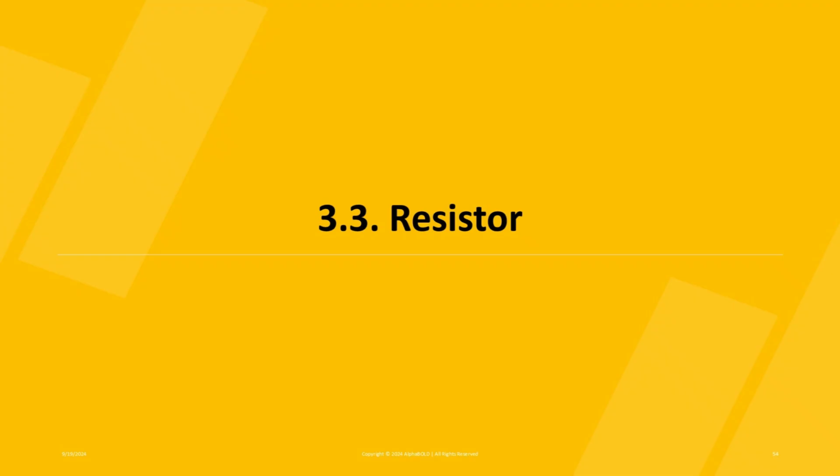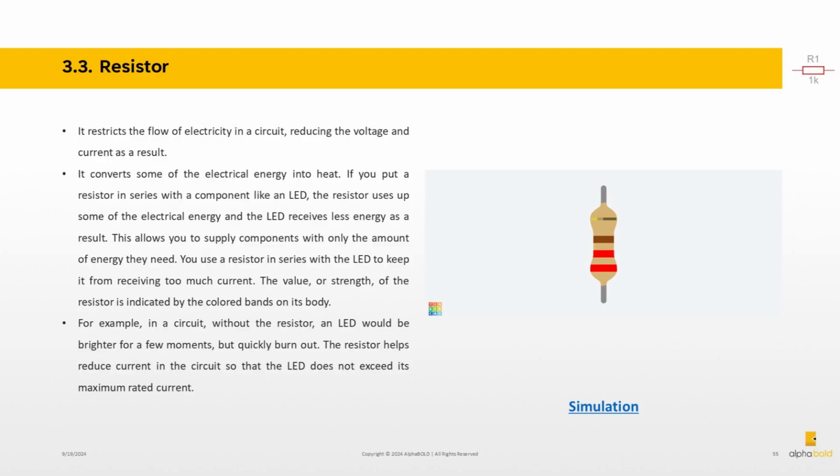Resistor. It restricts the flow of electricity in a circuit, reducing the voltage and current as a result. It converts some of the electrical energy into heat. If you put a resistor in series with a component like an LED, the resistor uses up some of the electrical energy and the LED receives less energy as a result. This allows you to supply components with only the amount of energy they need.